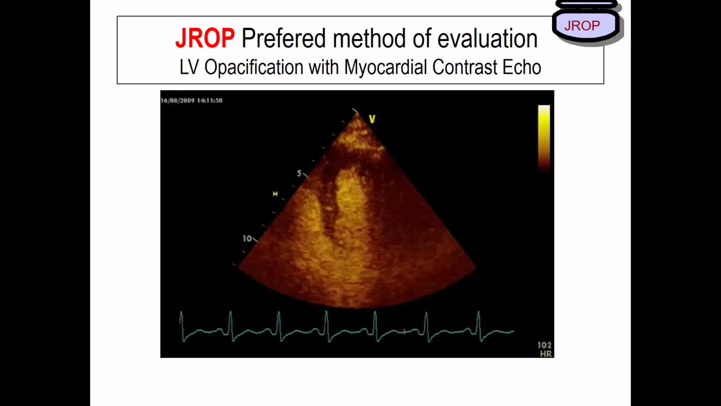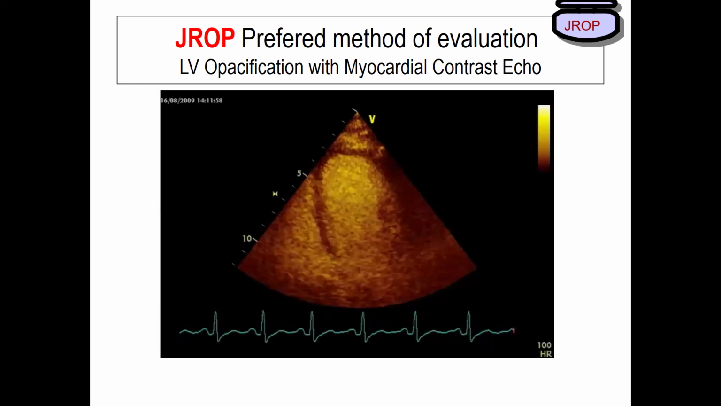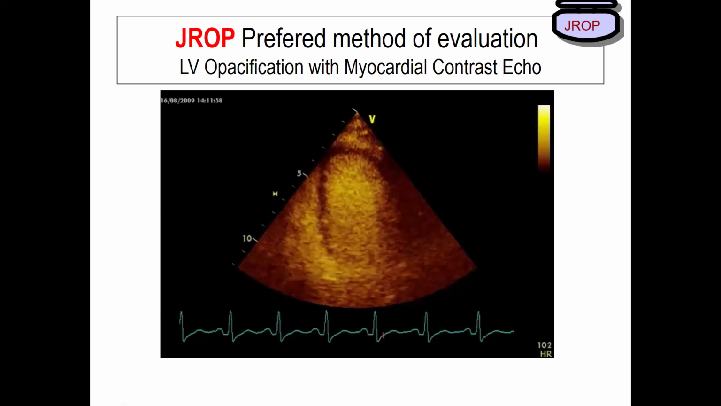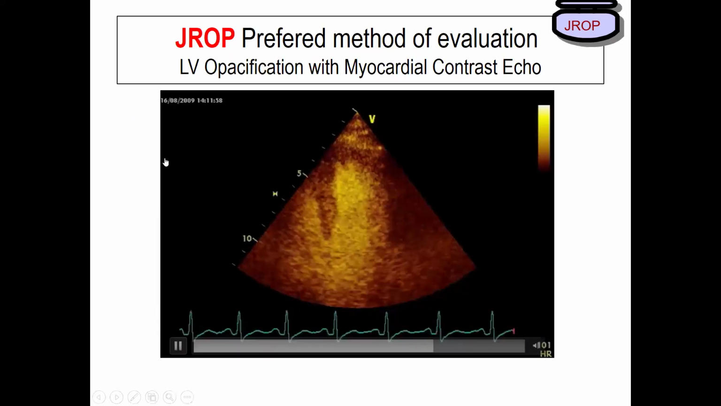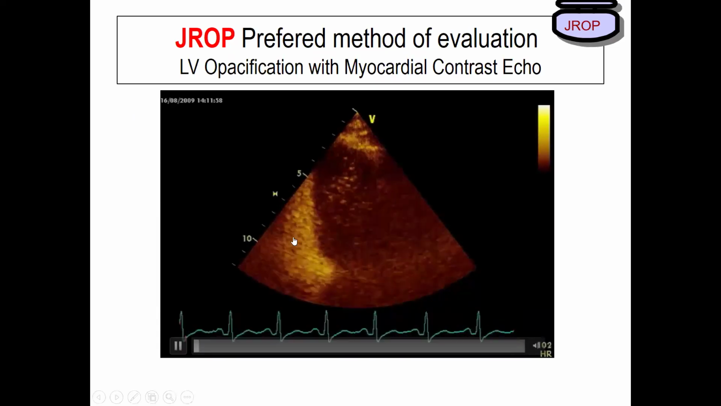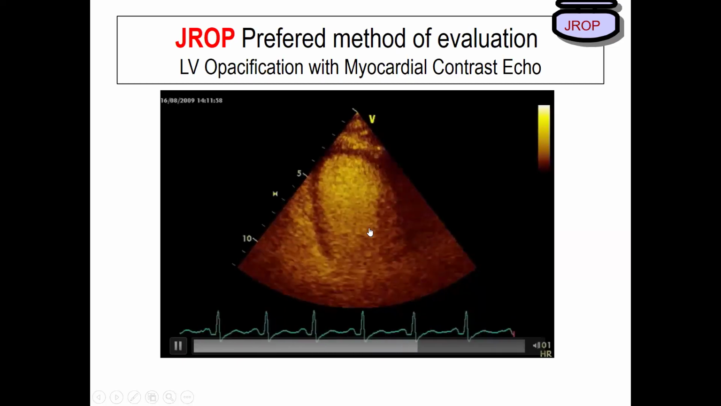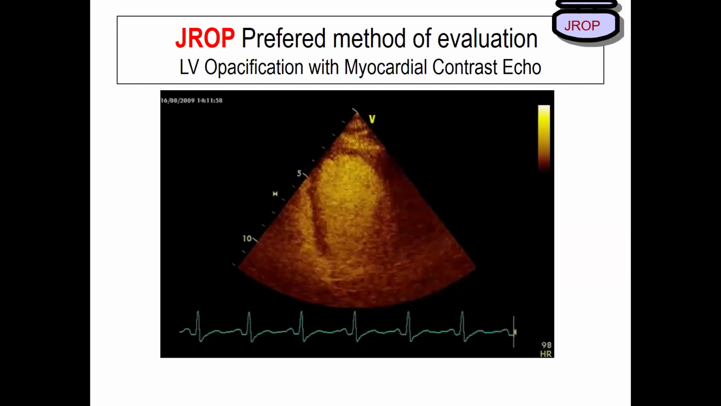What is the best method for looking at ejection fraction? This is a picture from our own lab. LV opacification with myocardial contrast echo. We inject a myocardial contrast into the right arm. It comes and opacifies the left heart. And that's what the myocardial contrast echo is.